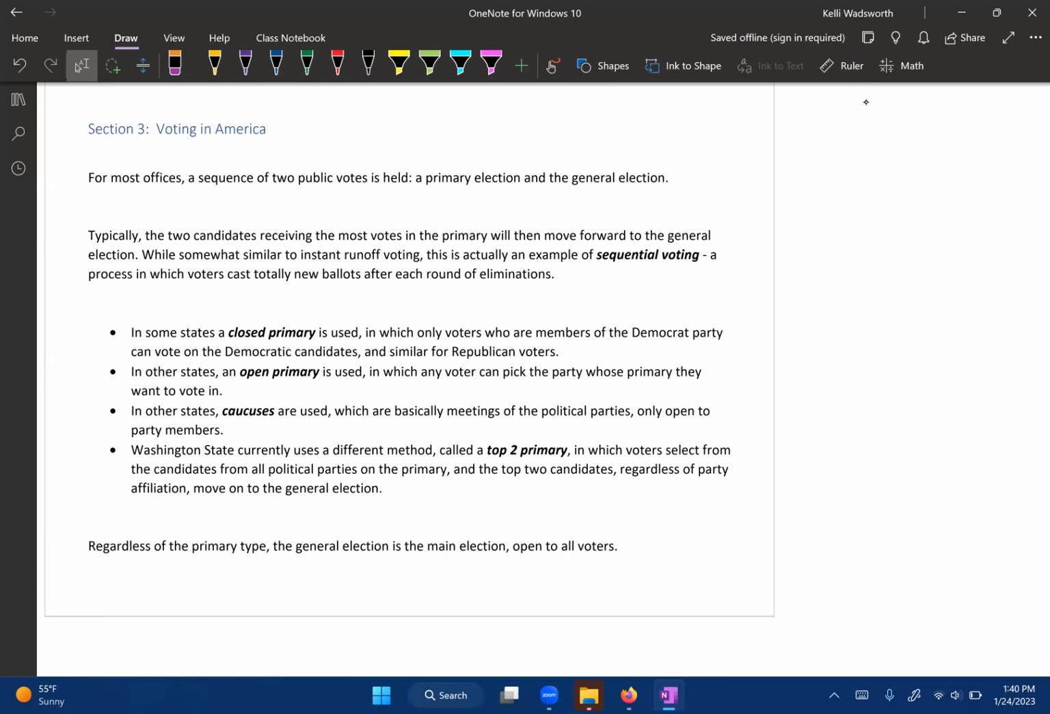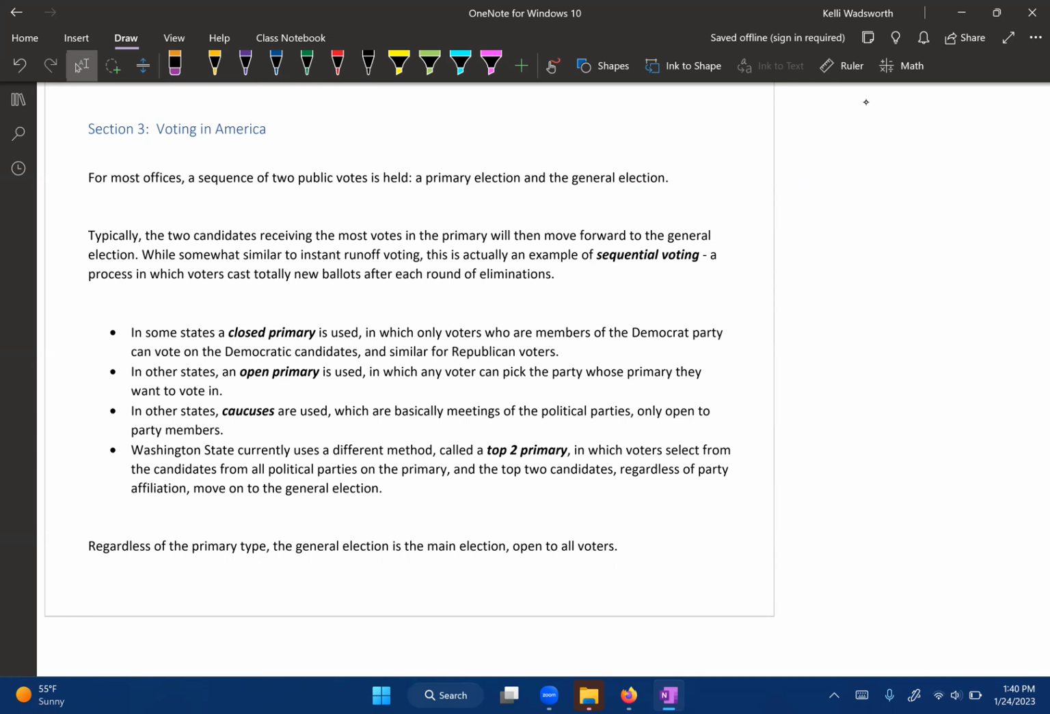So in America, for most offices, there's a sequence of two public votes, called the primary and then the general. Now, exactly how those work differs from state to state. It says here that typically the two candidates receiving the most votes will then move on to the general. So there's sort of a plurality thing going on there. You had the most, and so you go on.